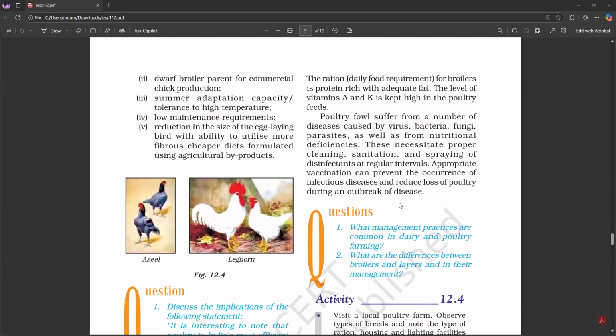The ration, the daily food requirement for broilers, is protein rich with adequate fat. The level of vitamins A and K is kept high in the poultry feeds.